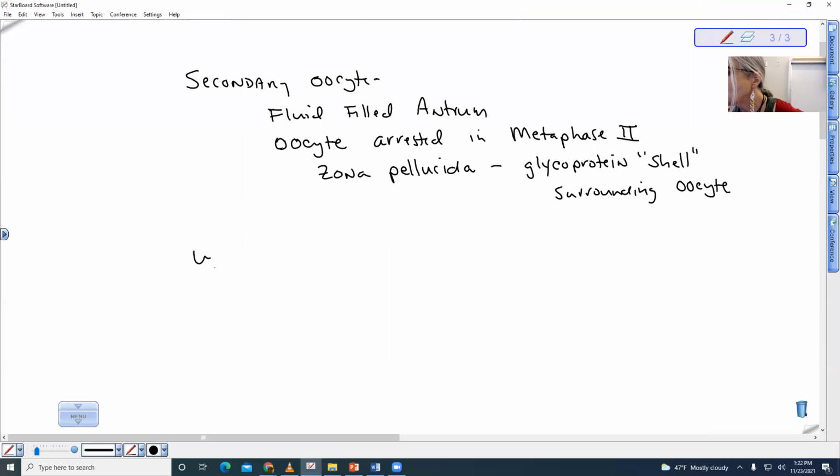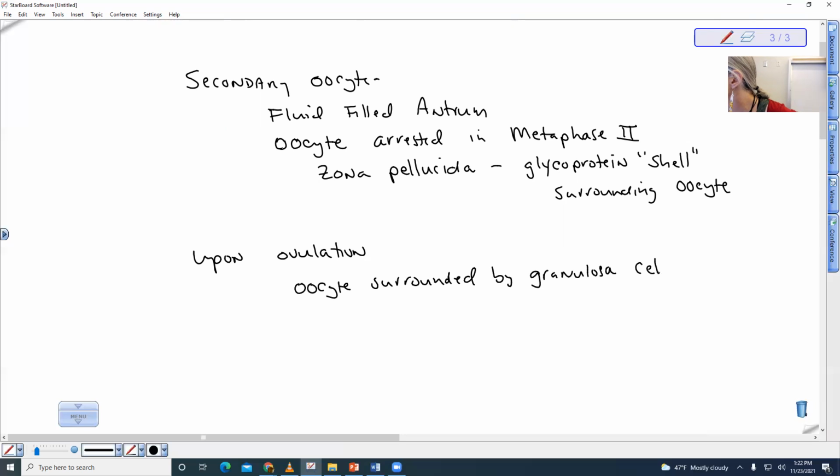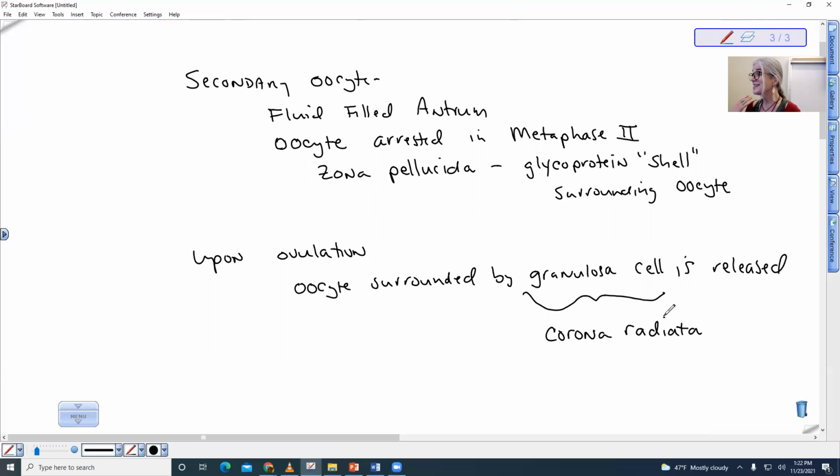Upon ovulation, the oocyte, surrounded by granulosa cells, is released. These granulosa cells that are released with the oocyte have a cool name. They are called the corona radiata. Think about a radiating crown that surrounds the oocyte.